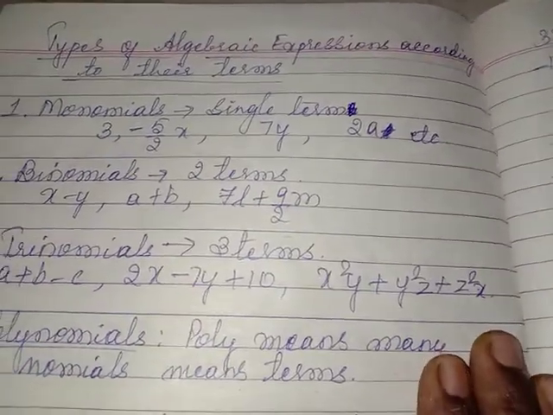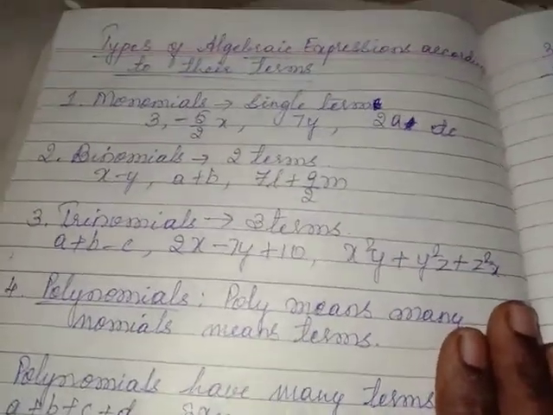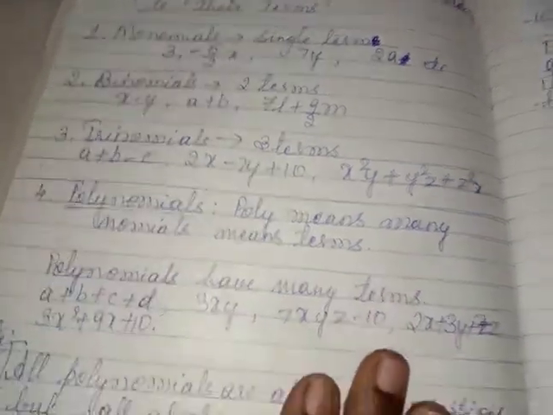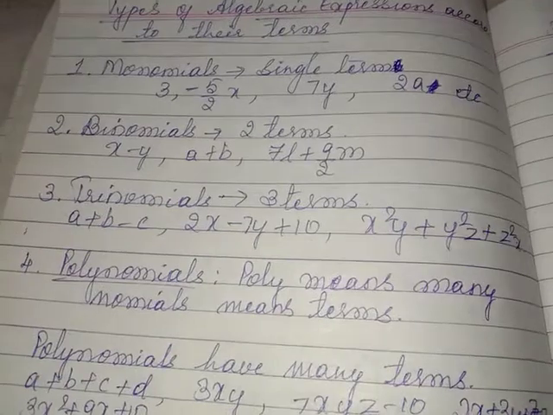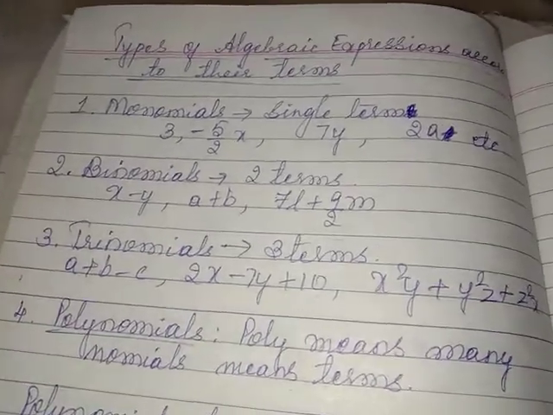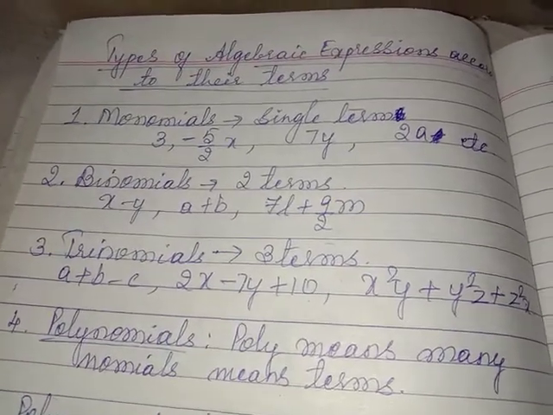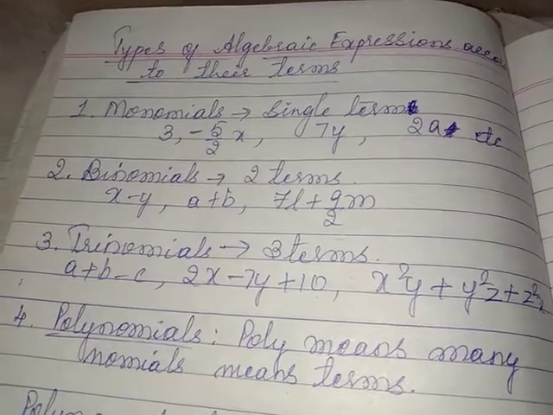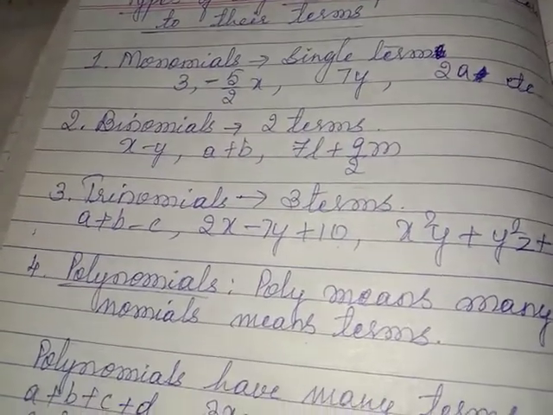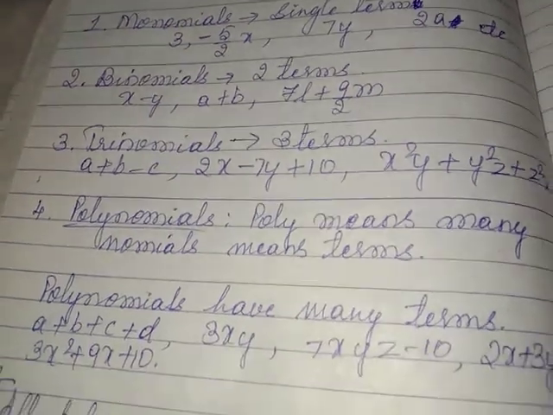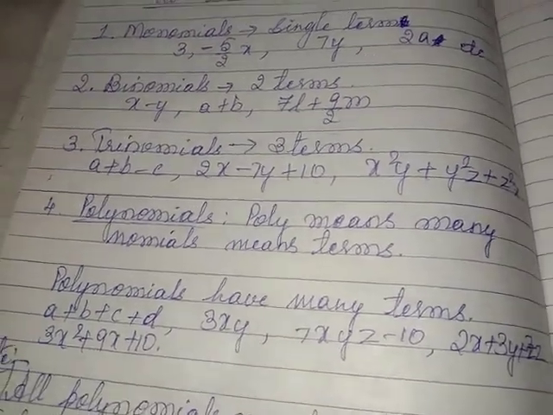Okay children, so these are what? Trinomials. Then I told you only three types we have. Yes, we have three types. It gives a perfect definition: monomial means a single term, binomial means two terms, trinomial means three terms. Then what are polynomials?